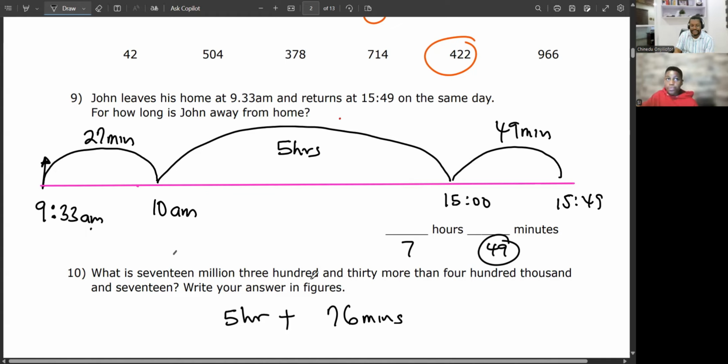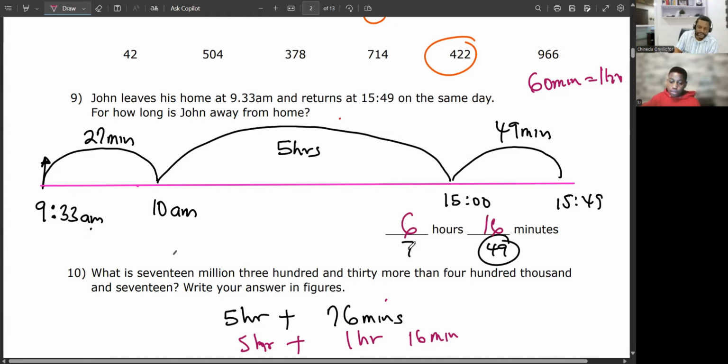60 minutes is 1 hour, right? So if you have 76 minutes, that's 1 hour and how many minutes? 16 minutes, right? And you add it to 5 hours. So how many hours altogether? 6 hours, 16 minutes. Correct. So actually, it's not really 7 hours. It's actually 6 hours and 16 minutes.